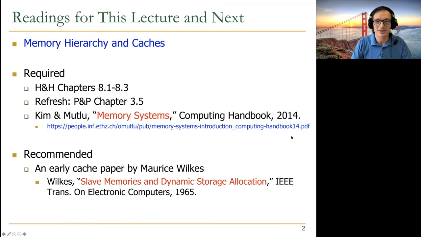Okay, so these are the readings. I added one more reading. This is a book chapter that we had written with one of my PhD students a while back on memory systems. And it's very accessible, in my opinion, on the topics that we're going to cover on memory hierarchy and caches. So I'd recommend people to read it. It should be very easy reading, actually. And I'm going to show you examples from that reading. I'm going to reuse some figures for this lecture. But the other readings stay the same. We're going to talk about Maurice Wilkes' seminal paper on cache memories in this lecture.